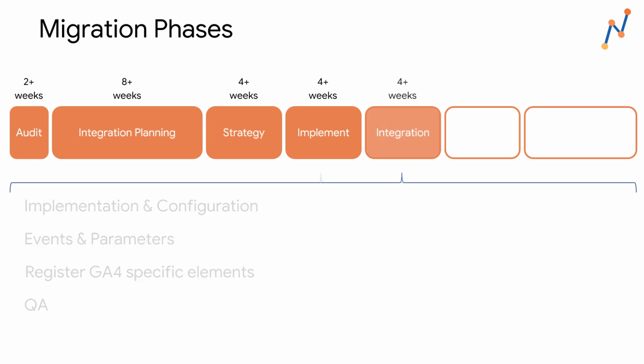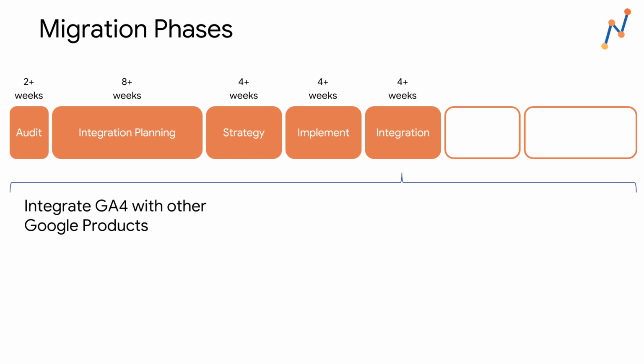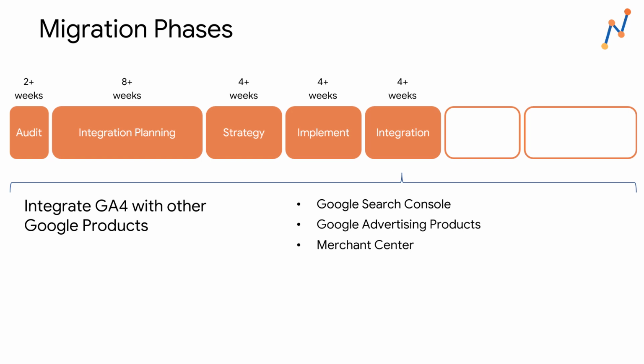And the next phase in the migration process is called integration and must not be mixed up with the previous phase. Even though it might be implied that both could mean the same, this phase takes care of the integration of GA4 with other Google products. At the time of recording this video, GA4 can be integrated with Google Search Console, other Google advertising products like Google Ads, Ad Manager, DV360, and Search Ads 360, or the Google Merchant Center, as well as BigQuery. In addition, you might be interested to also integrate GA4 with Google Optimize.